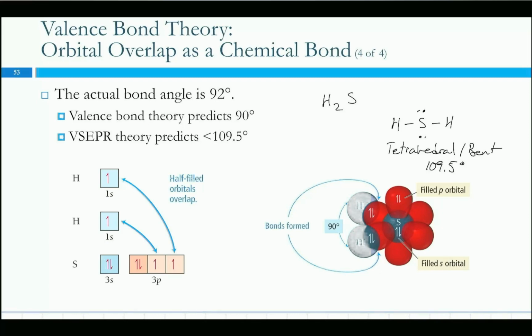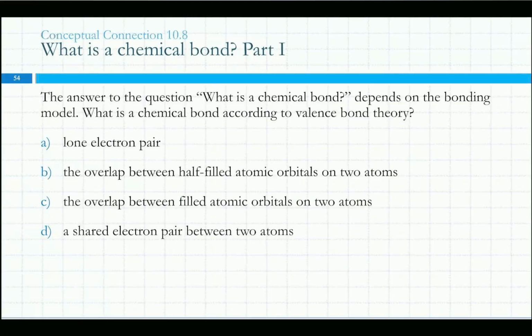So what is a chemical bond? What is it according to Valence Bond Theory? E. VSEPR or Lewis theory would say D, that it's a shared pair of electrons between two atoms. In valence bond theory, we say it's a half-filled atomic orbital on two atoms. So if you had a hydrogen which has a 1s with one electron and another hydrogen, the 1s, and I'm just going to draw it with the opposite spin, one electron, those two orbitals come together to form a bond.